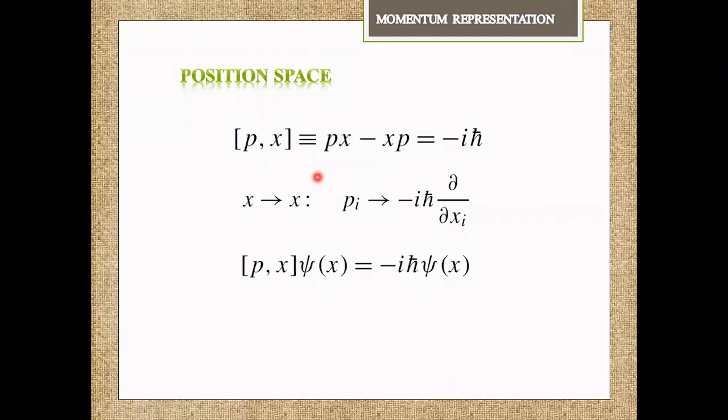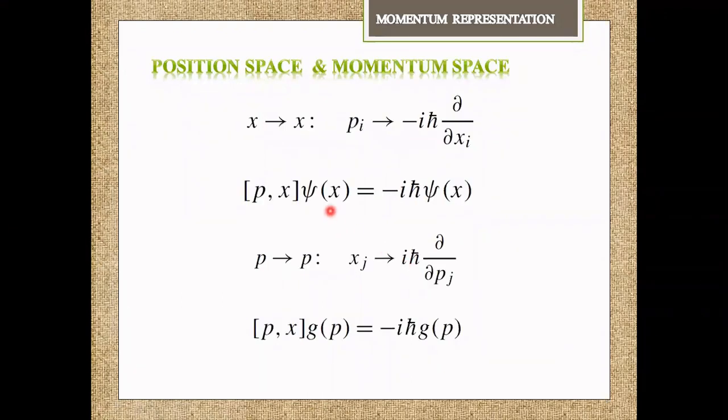The commutation relation of p and x is minus i h bar. When we consider a wave function psi of x, then the commutation relation of p and x acting on psi of x is equal to minus i h bar psi of x. This is in position space. In position space, x stands as x and p should be written in terms of x as minus i h bar dou by dou x.